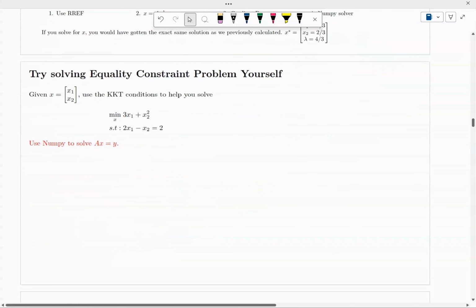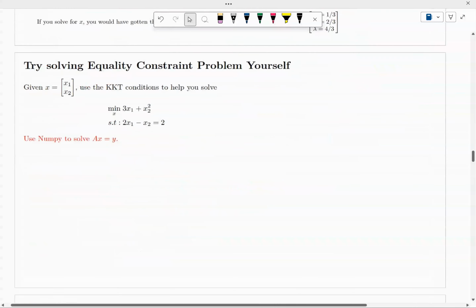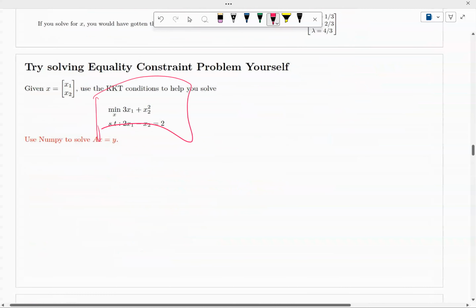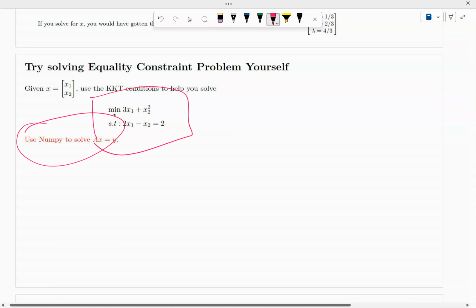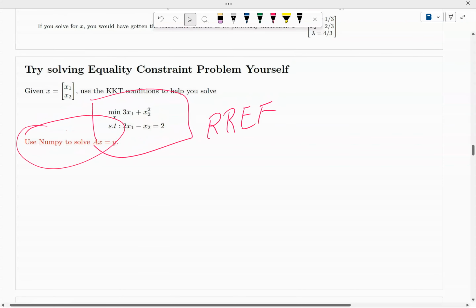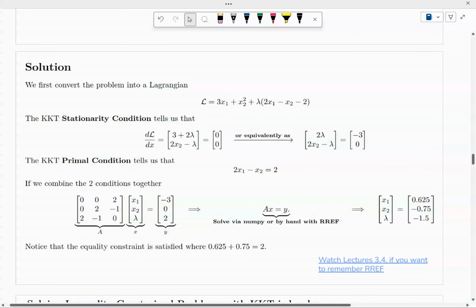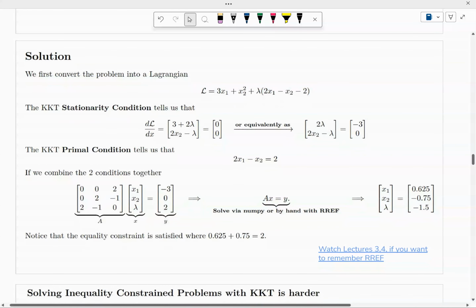Okay. All right. Now, why don't we pause the video and see if you can use that exact same problem, the way we solve it, and see if we can solve this one. Use the KKT condition, and you can use numpy to solve it, or RREF if you know how to use the RREF method. So pause the video, solve this. I provided the solution here, right? If you don't remember, I provide a link here as well for various lectures that show you how to do the RREF.